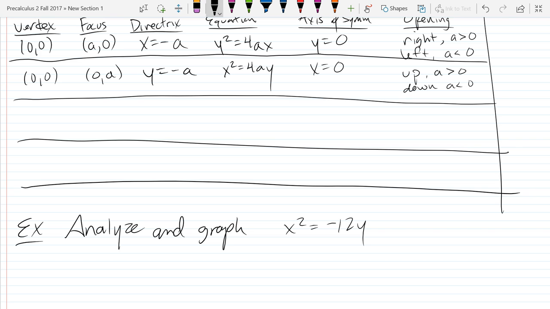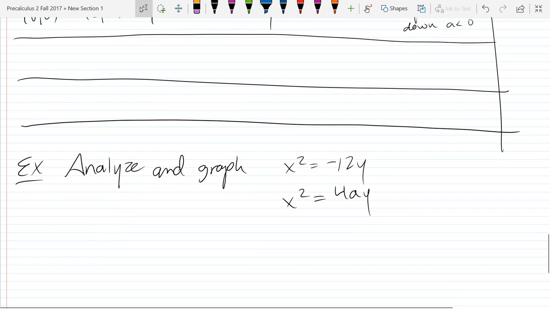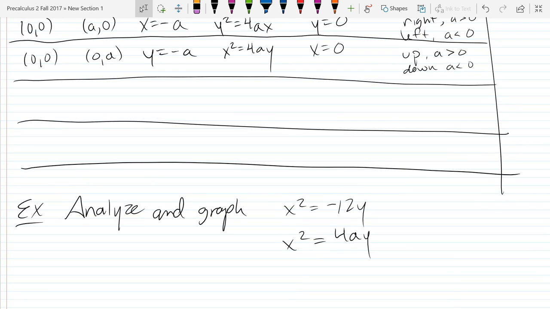So this example, is it going to be row 1 or row 2? How do we know row 2? So basically we're looking right there, and if the x is squared, it's going to be row 2. If the y is squared, it's going to be row 1. So I'm going to rewrite that form x squared equals 4ay. So right here, negative 12 is 4a. So we got negative 12 equals 4a.